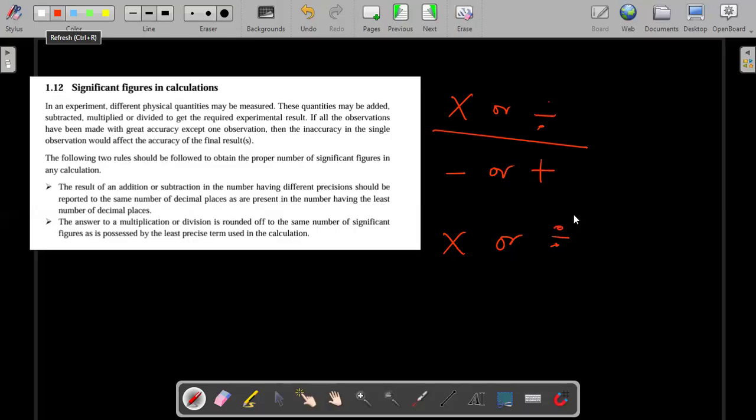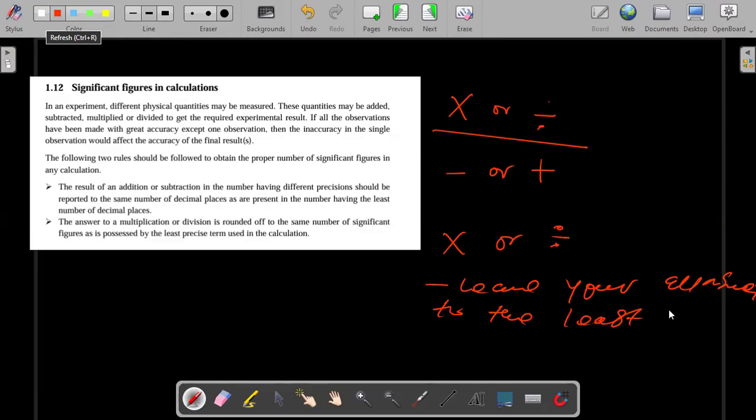When you are multiplying or dividing numbers, you usually give your answer to the least significant figures. So your final answer should follow the one with the least significant figures.